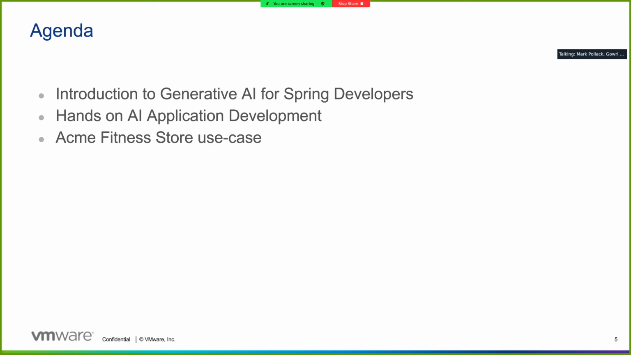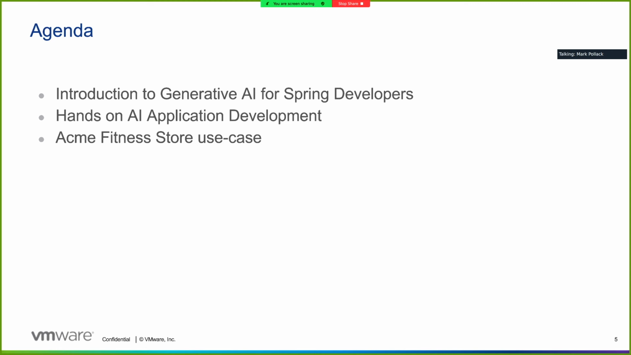And then after that, we'll see a little more details around the Acme Fitness Store. That was what was shown in the Spring One keynote presentation with the bicycle shopping. And one of the exercises even before that has a code relating to that. So you'll get a sense of what's going on there.